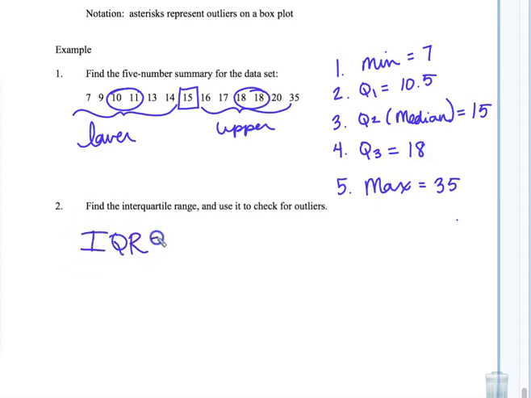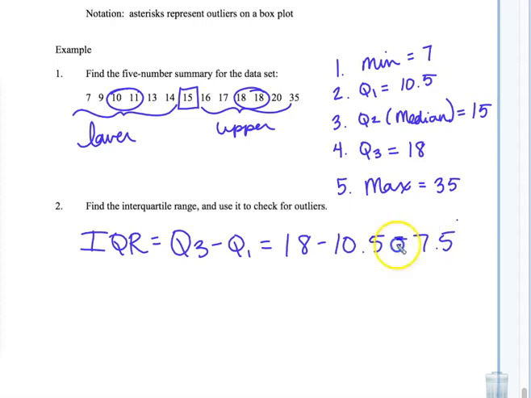We're going to use that to test for outliers and see if there's a number that's pretty far off the data, pretty far away from the center. The way you do the IQR, you can look above on your notes. That is Q3 minus Q1. So that's 18 minus 10.5, which is 7.5. We can use that IQR to test for outliers, which is also above in your notes. So we're looking for numbers that are widely separated from the center.